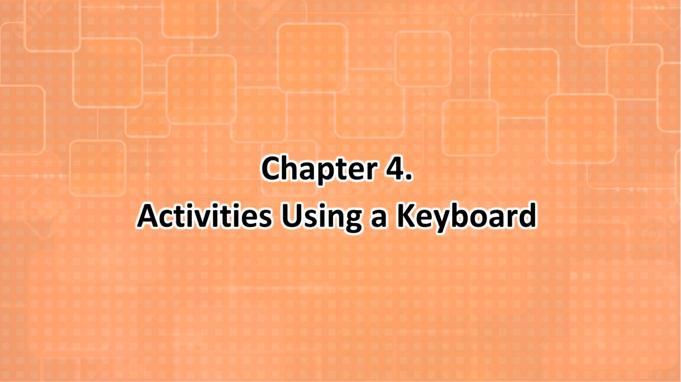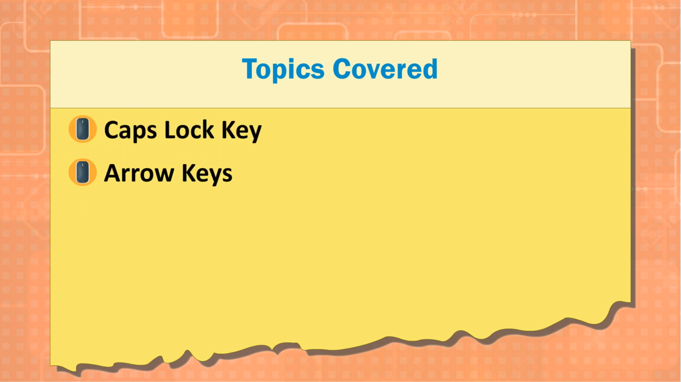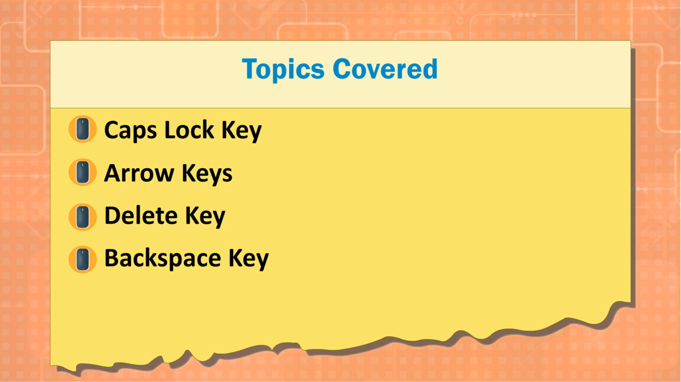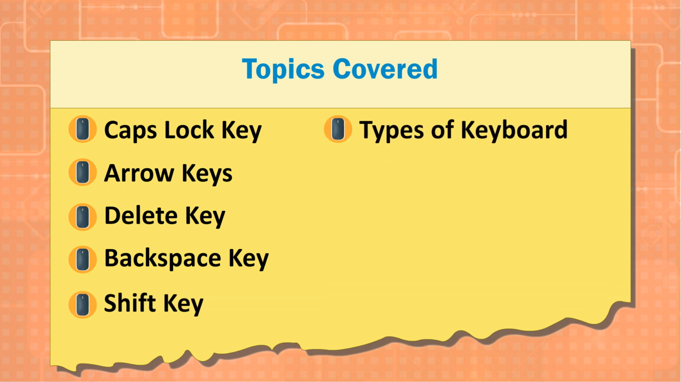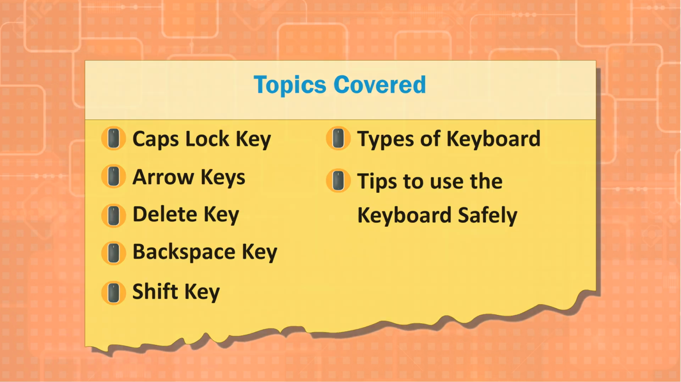Chapter 4: Activities using a keyboard. Topics covered: Caps Lock key, Arrow keys, Delete key, Backspace key, Shift key. Types of keyboard. Tips to use the keyboard safely.